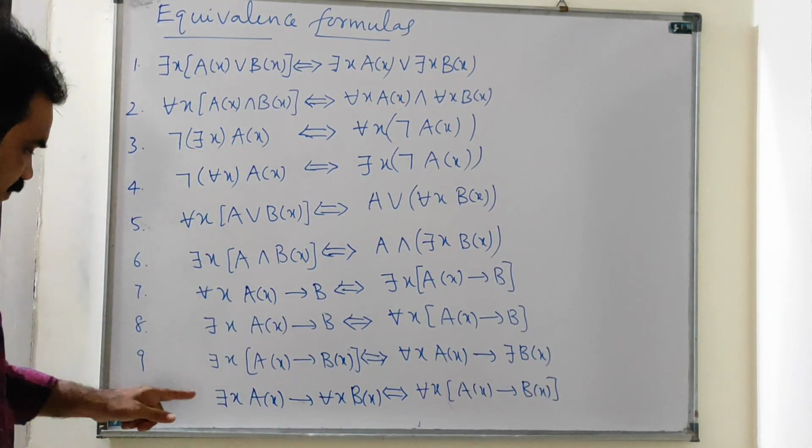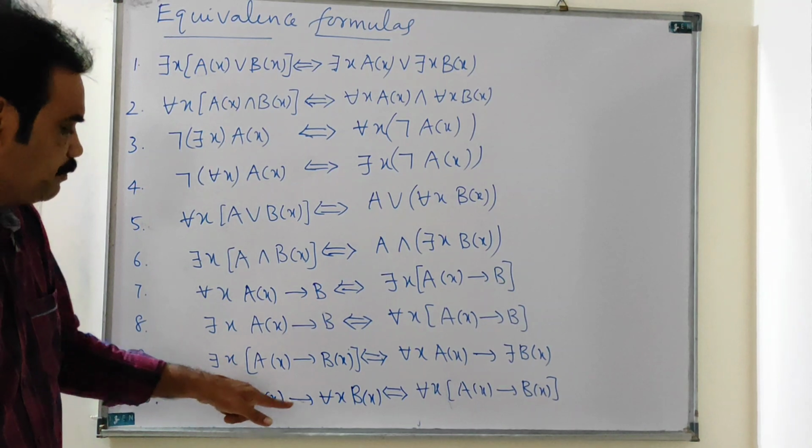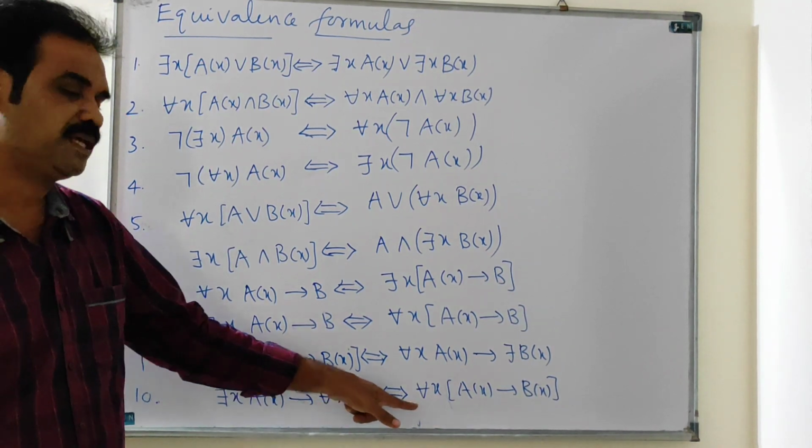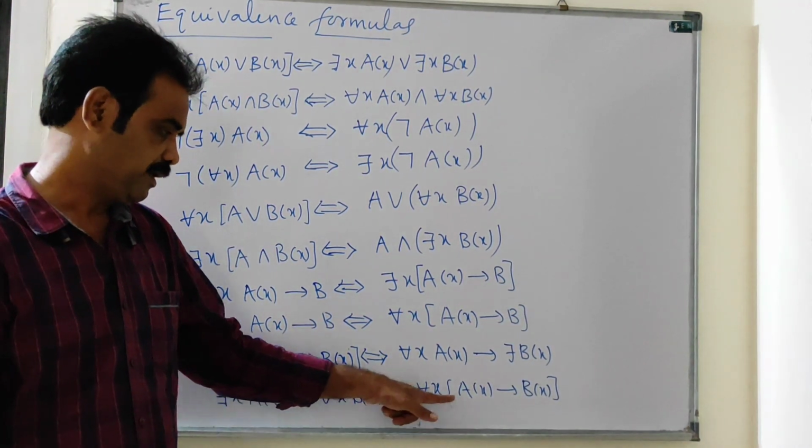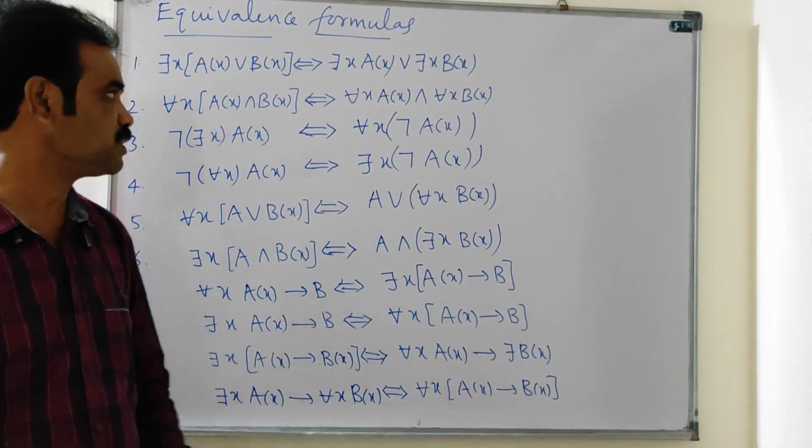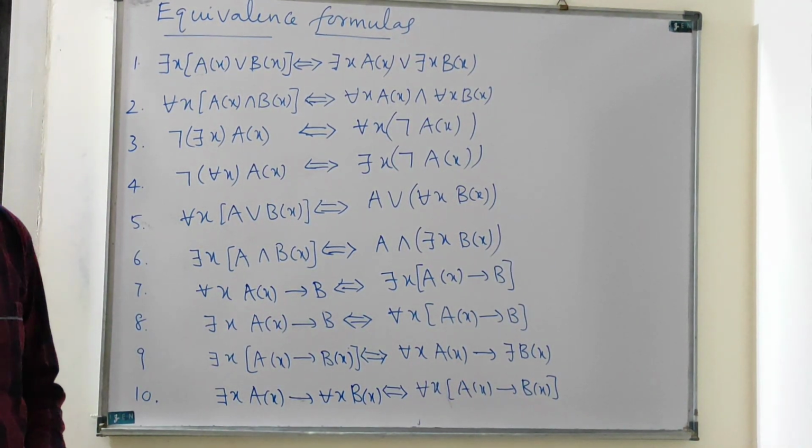Eighth one, there exists x, a of x implies b is equivalent to for all x, a of x implies b. Next one, there exists x, a of x implies b of x is equivalent to for all x, a of x implies there exists x, b of x. The tenth one, there exists x, a of x implies for all x, b of x is equivalent to for all x, a of x implies b of x. These are some equivalence formulas on quantified statements.